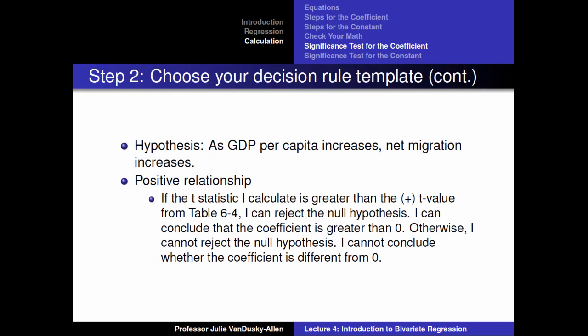So recall that based on my alternative hypothesis, I expect there to be a positive relationship between my independent variable, GDP per capita, and my dependent variable, net migration. Hence, I should choose the following decision rule. If the t-statistic I calculate is greater than the positive t-value from table 6.4, I can reject the null hypothesis. I can conclude that the coefficient is greater than 0. Otherwise, I cannot reject the null hypothesis. I cannot conclude whether the coefficient is different than 0.